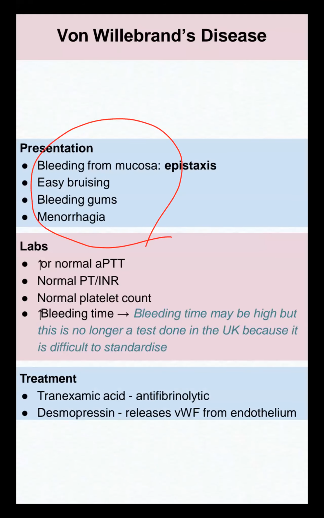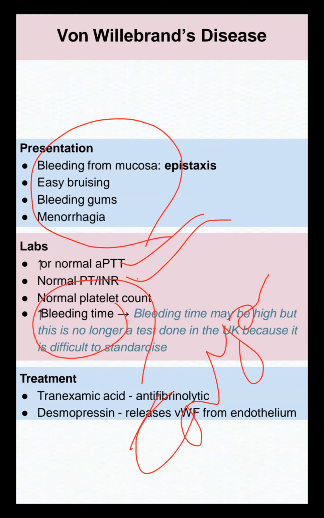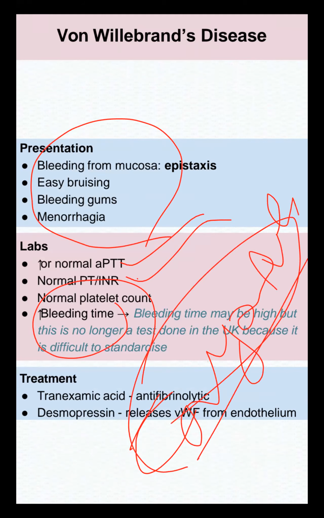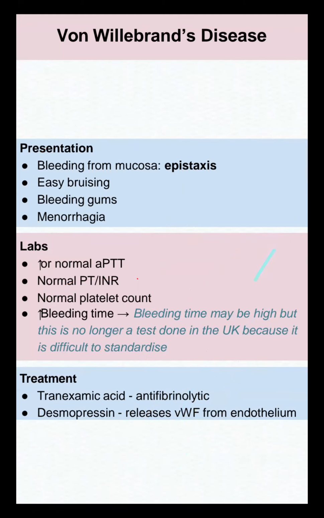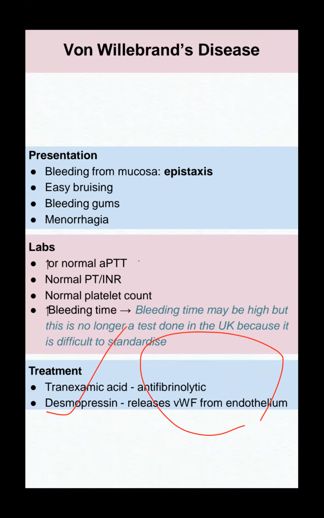Bleeding from the mucosa, easy bruising, bleeding gums. Normal APTT, normal PT/INR, but bleeding time will be high. Just one point: if the coagulation profile is normal, it's ITP or TTP according to the scenario. But if they mention PT, APTT and bleeding time, the bleeding time will be higher in von Willebrand disease. Tranexamic acid you give initially, and desmopressin releases von Willebrand factor from the endothelium.